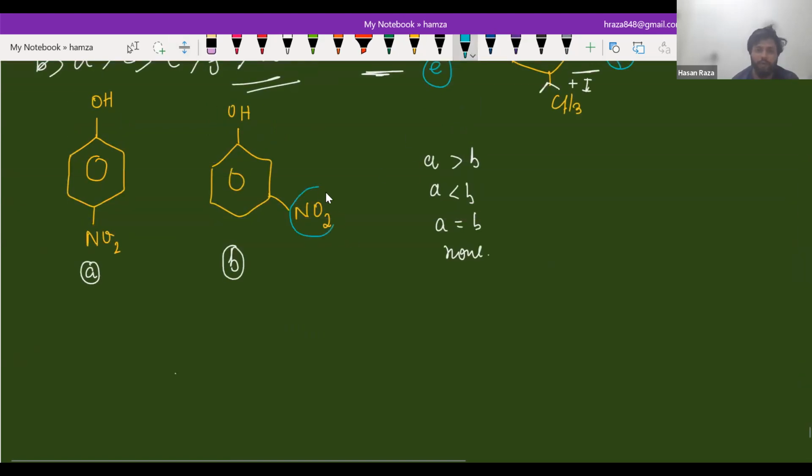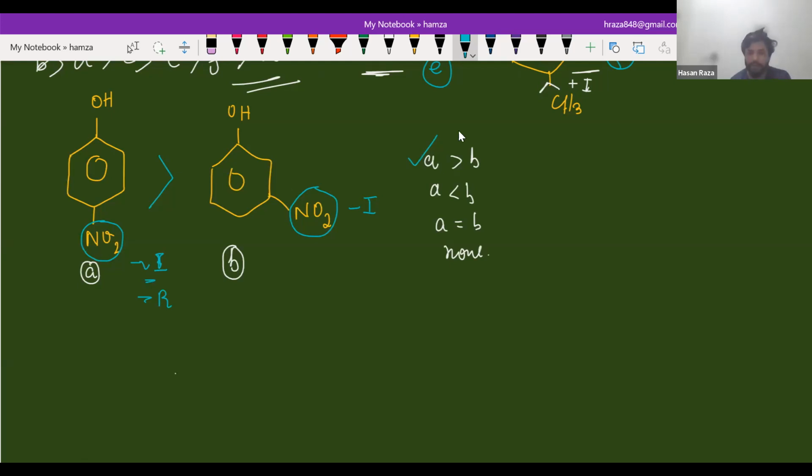Basically, at meta position, resonance is not affected. At meta position, this NO2 only has one effect, that is minus I. But at para position and ortho position, this NO2 has minus I as well as minus R. That means at para and ortho position, this NO2 has two powers, minus I as well as minus R. Are you getting my point? That's why it is more acidic than metanitrophenol.